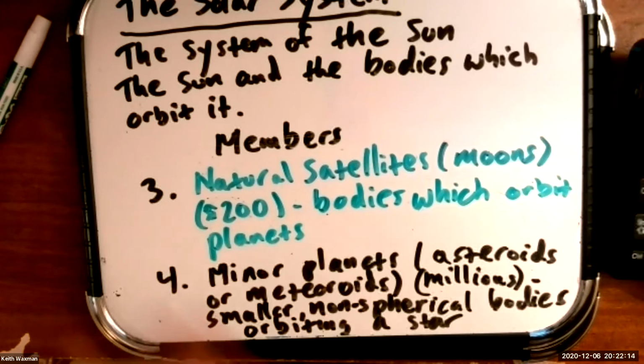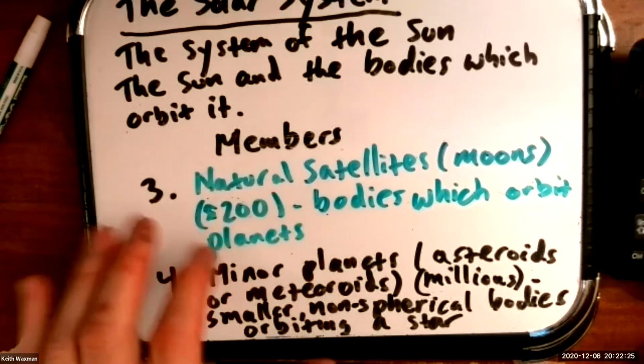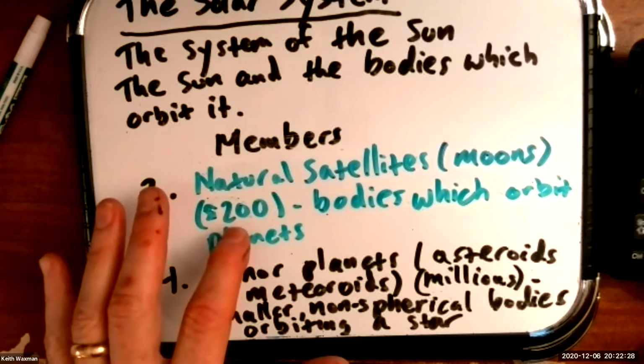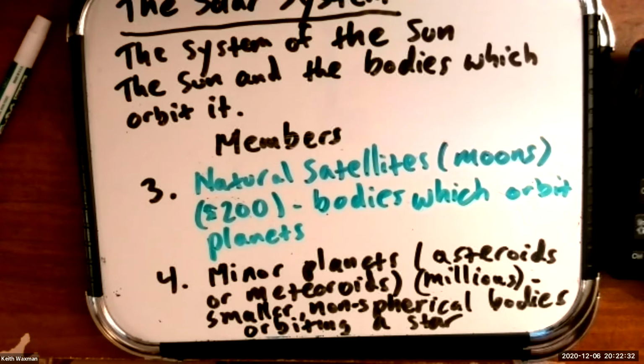So we have this down here, number 3 and number 4. So hopefully you have those down. I'm going to erase them. But take a look at this before we do. The satellites, I mean, those are small. We have about 200 of these. Minor planets, they're even smaller than the natural satellites. They're even the size of a grain of sand.